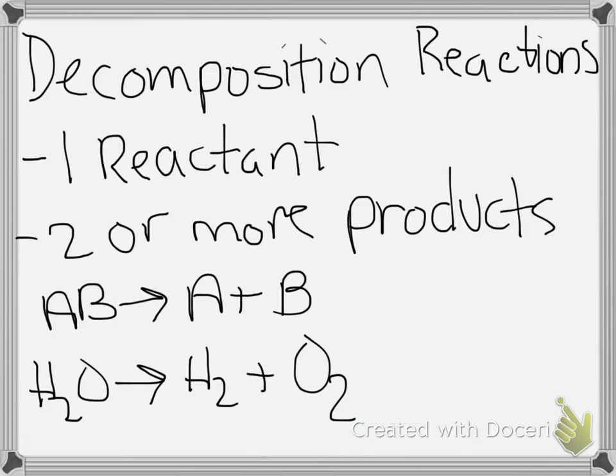Decomposition reactions, on the other hand, are one reactant that breaks down into two or more products. The general formula is AB forms A plus B. As an example, H2O breaks down into hydrogen gas and oxygen gas. Again, my reactants are on the left side of the arrow, and my products are on the right side. You'll see I have one reactant and two products in this case, compared to synthesis reactions, which were two reactants and one product.